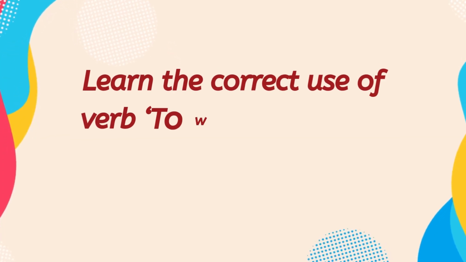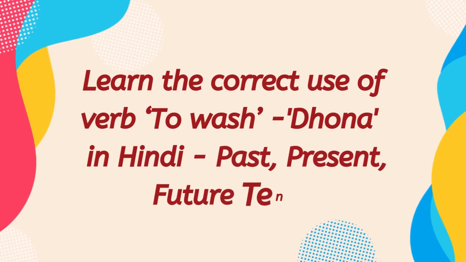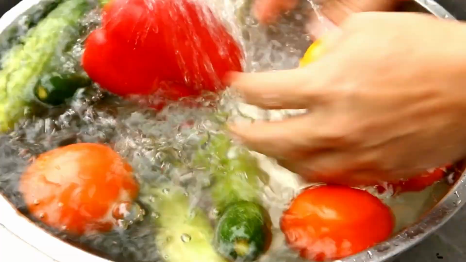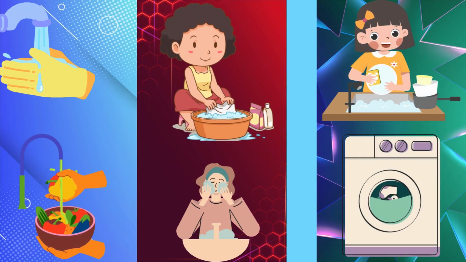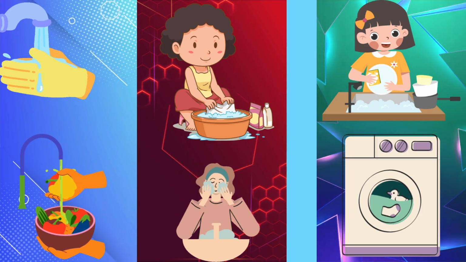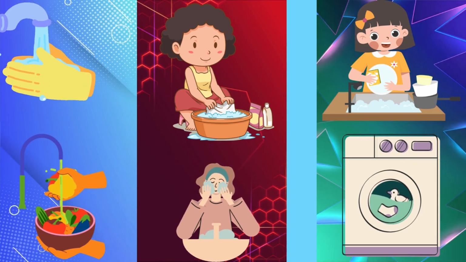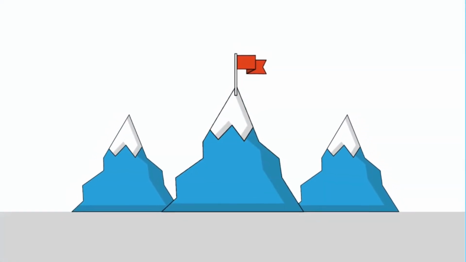Today we are diving into a super useful Hindi verb, dhona, which means to wash in English. We'll explore how to use this verb in past, present and future tense with easy to follow examples. Plus, I'll share simple formulas to help you confidently use this verb in everyday conversations. So, let's jump right in and make learning Hindi easy peasy.